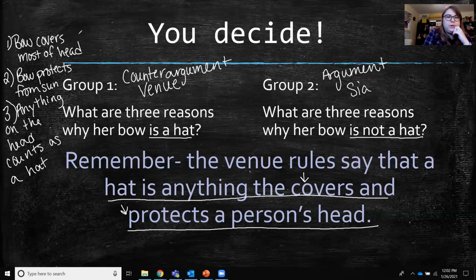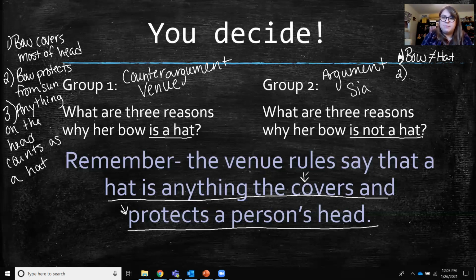So I've come up with my 3 reasons as if I worked for the venue's legal team. So I'm going to do the same thing for my second group of reasons here. If I'm on Sia's legal team, I want to know why she should not be in trouble. Again, I'm going to use that definition. The first thing that stands out to me is that a bow is not defined as the same thing as a hat. A bow and a hat have separate definitions, so I don't think we should be using them the same way. That's my reason number 1 here.